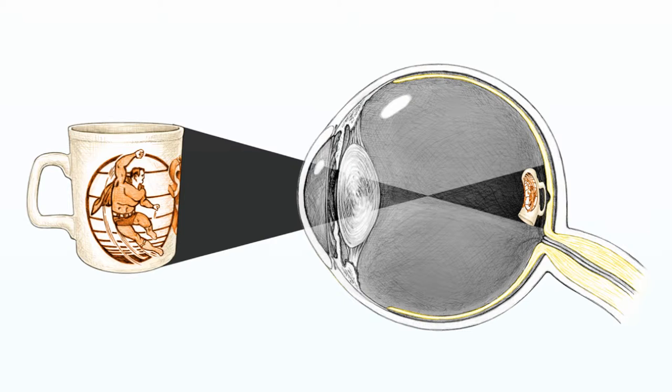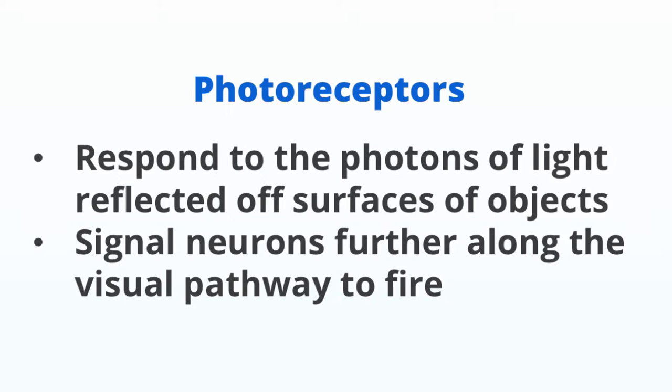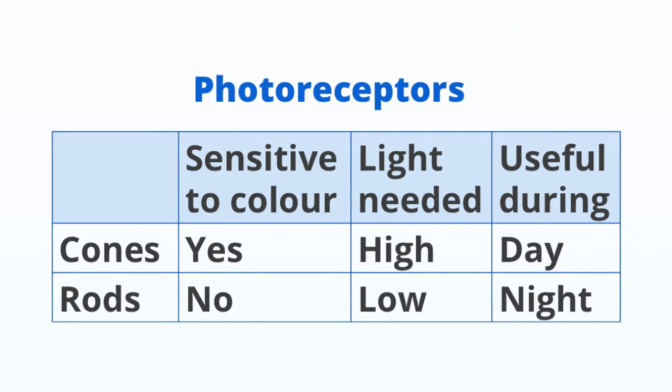There are two types of photoreceptor on the retina, and each type responds differently to the photons of light that have been reflected off the surfaces of objects in the environment. The rods and cones contain photopigments, which signal neurons further along the visual pathway to fire action potentials. Cones are color sensitive, and they require a high level of light to send signals, making them more useful in the day. Rods do not process color, but they can fire in low light conditions, making them useful at night when we can't see colors because there isn't enough light for the cones to fire.